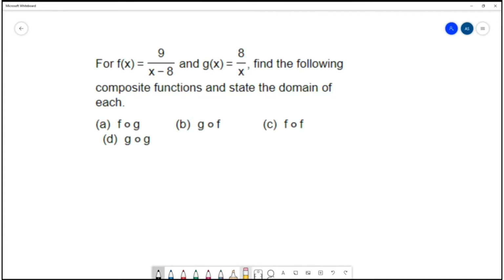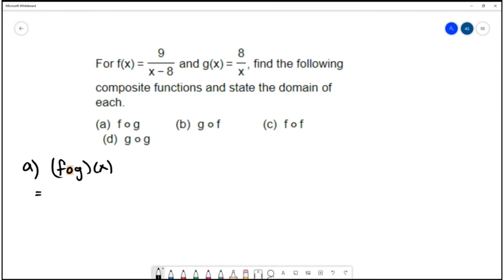For part A, we want to find f composed with g of x. Now this operation of composition means to substitute one function inside of the other function. So if we know that, we can rewrite this notation to help us have a better understanding of what we're doing.